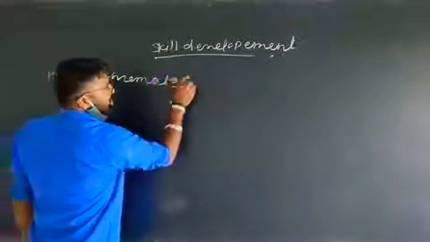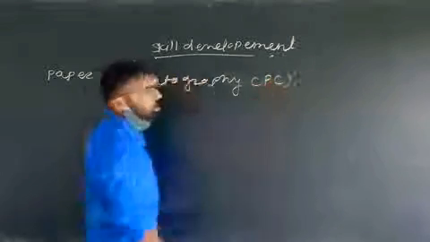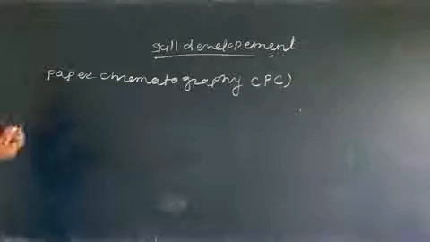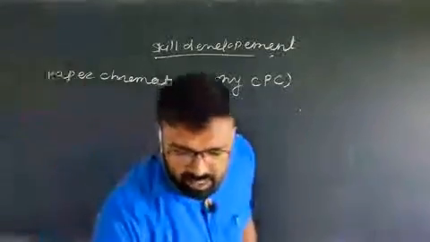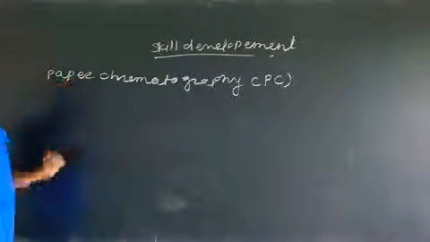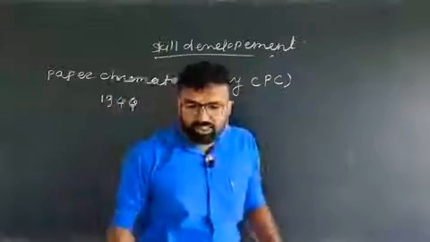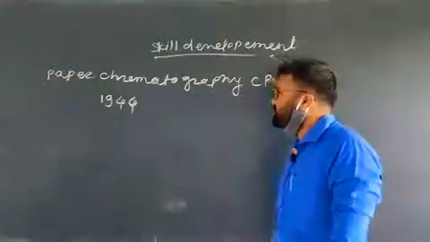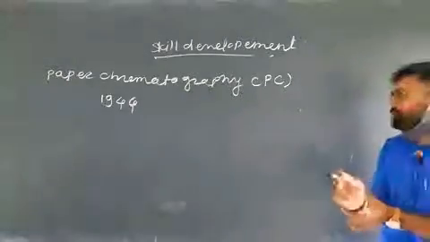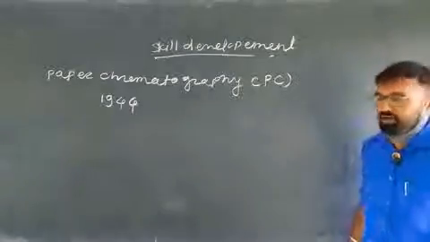In short, paper chromatography is also known as PC, right? What is PC, or what is paper chromatography? We will definitely discuss it in detail. This technique was introduced in 1944 for the separation of amino acids. Particularly it is used for separation of amino acids or proteins. Different kinds of amino acids are separated by using paper chromatography.